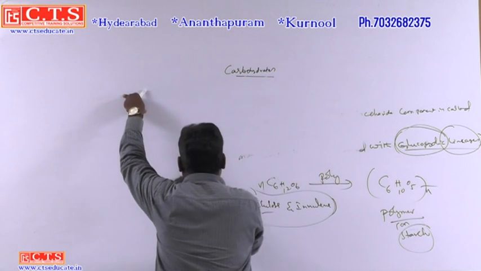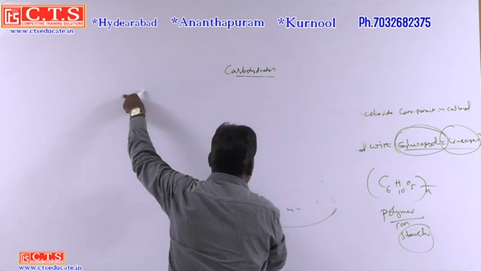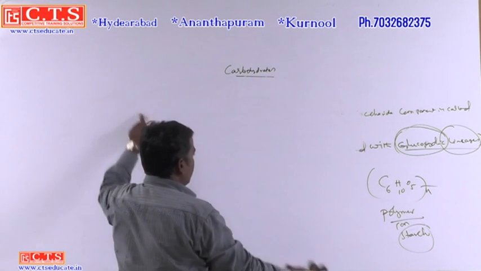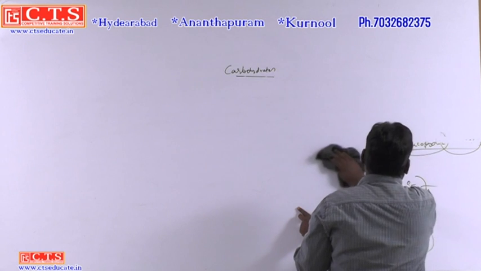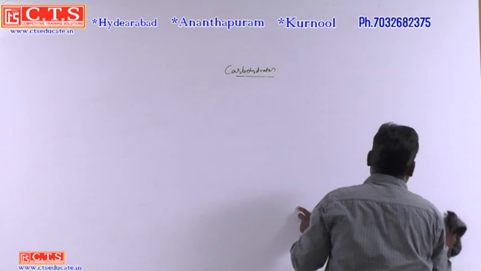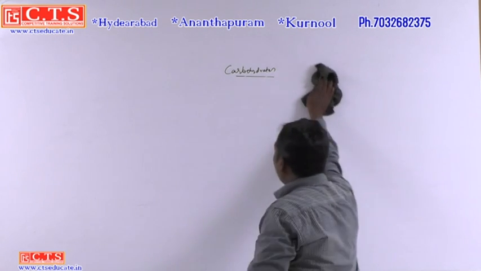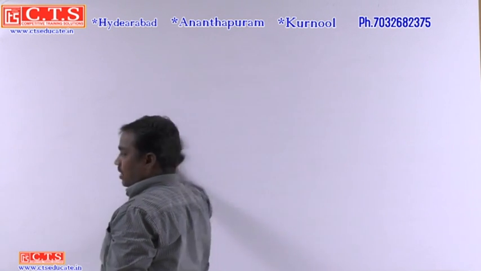Carbohydrates are broadly classified into three types based on hydrolysis. One is monosaccharide, number two disaccharide, number three polysaccharides.